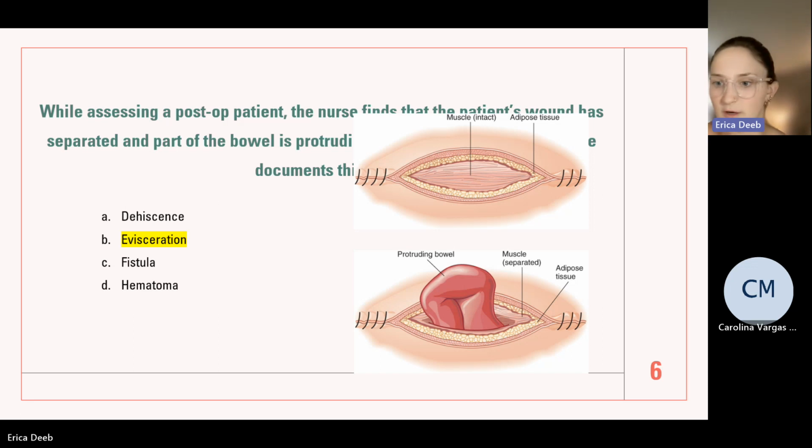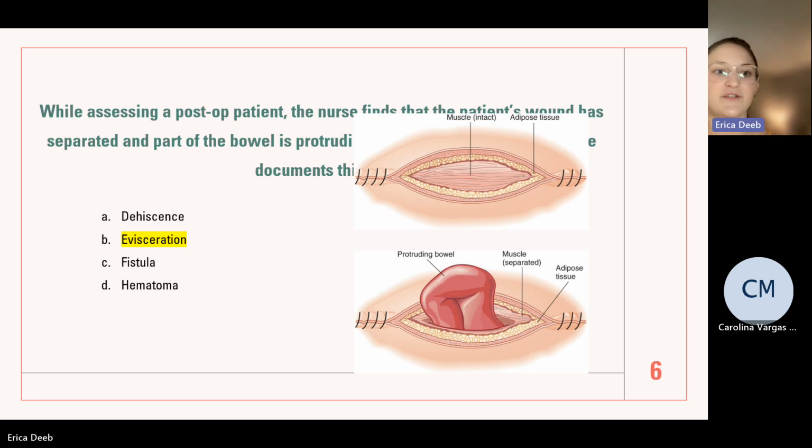Evisceration is way worse, obviously, than dehiscence because, as you can see in this lower picture, that's the bowel coming out. So what happens if that bowel starts to get necrotic, or there becomes an obstruction? Then we have a lot more complications. With these patients, we immediately, we'll go over what we're going to do, so I guess I won't give it away. But this is a medical emergency.